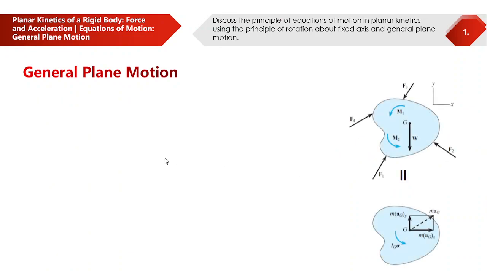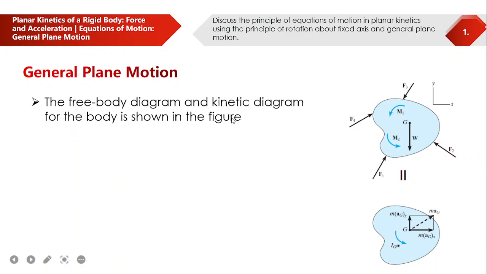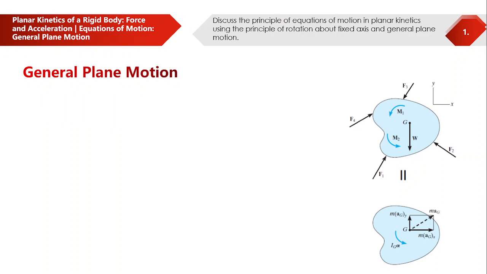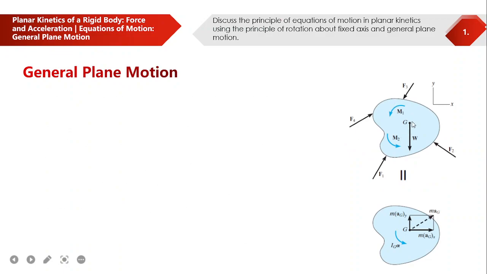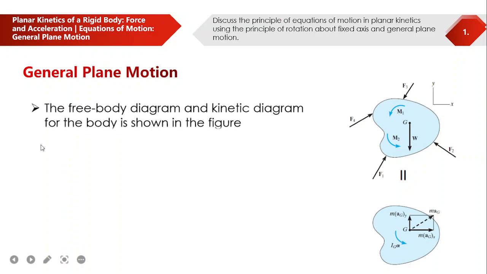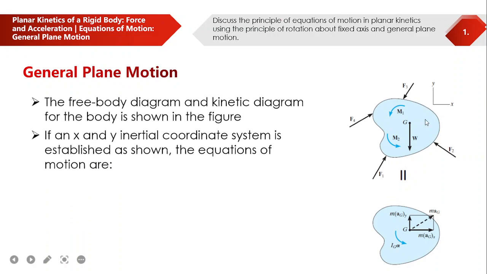So, the free body diagram and kinetic diagram for the body is shown in the figure. Ito yung free body diagram natin kanina. Ito yung slab natin, or the rigid body. Ito naman yung free body diagram niya. So, meron tayong weight, meron tayong mga forces, and inertial coordinate system. So, meron tayong y-axis and x-axis. So, the free body diagram is shown nga dito.